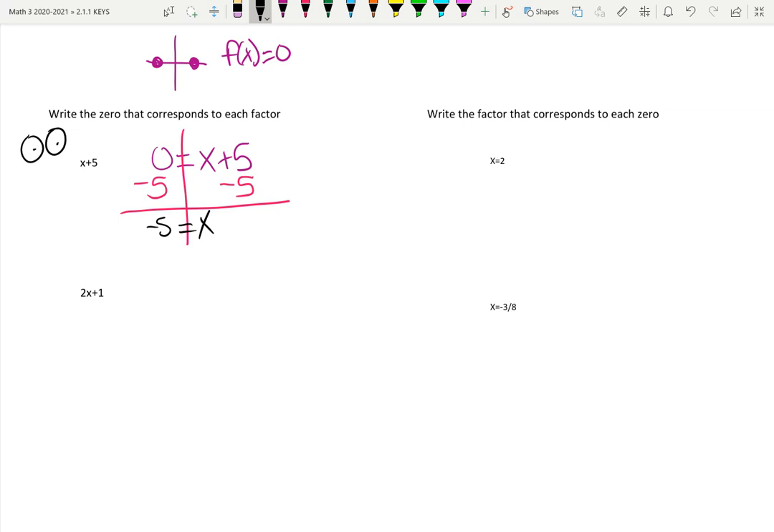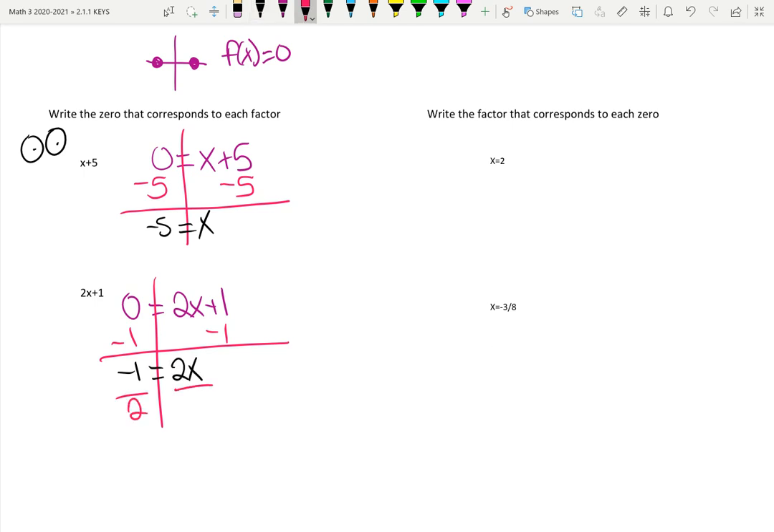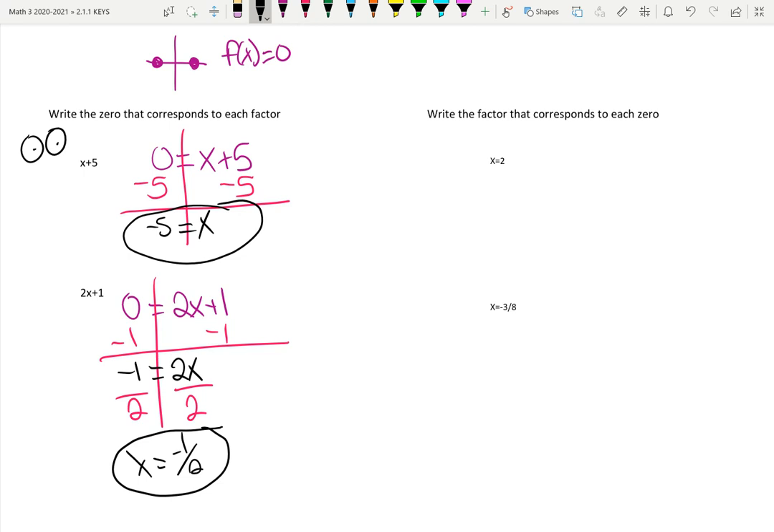However, the reason I showed you the inverse method is that for expressions like 2x plus 1, you may be required to write it out to get an accurate statement. I would subtract 1 from both sides. I'm going to get negative 1 is equal to 2x. I'm going to divide each side by 2. And I get x is equal to negative 1/2. Notice if I plug this in, 2 times negative 1/2 is negative 1, plus 1 is 0. These are the zeros that correspond to each factor.